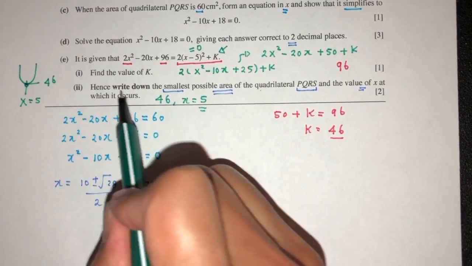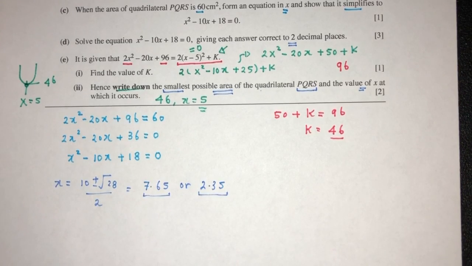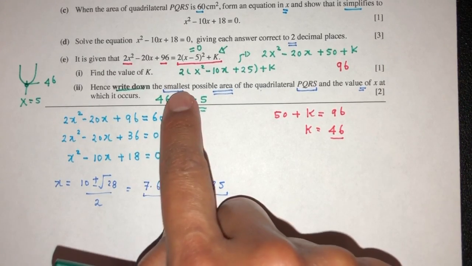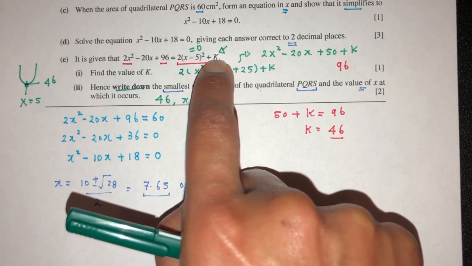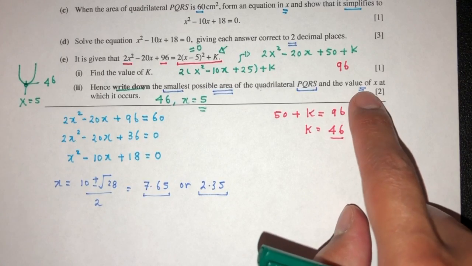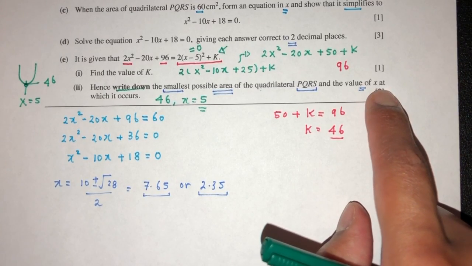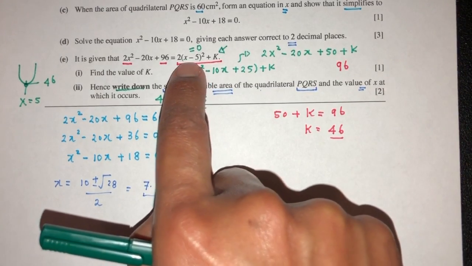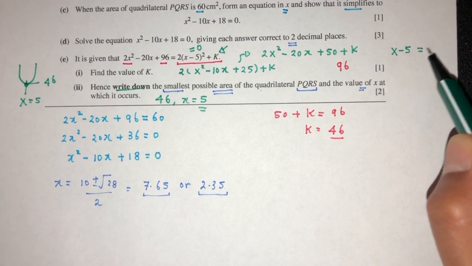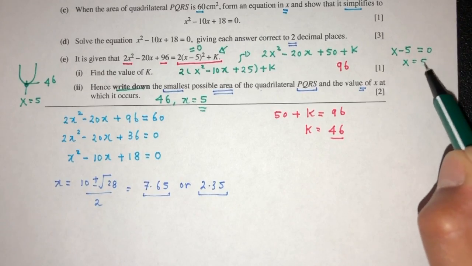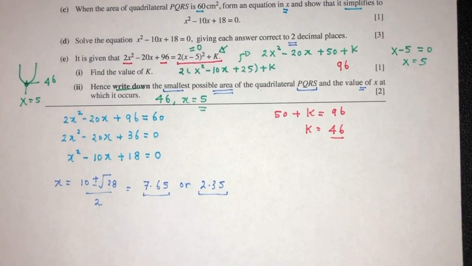So when you say write down, it means it should be very easy. We have the answer already. The smallest possible area will be the value at the end here. When you complete the squares, that'll be 46. And the value of x at which it occurs is the value inside, which is where x minus 5 equate to 0. So x will be the value of 5. And that is your answer for part 2 of your question.